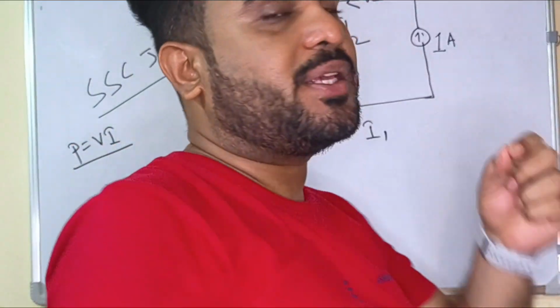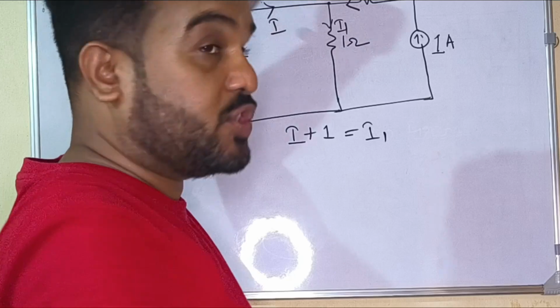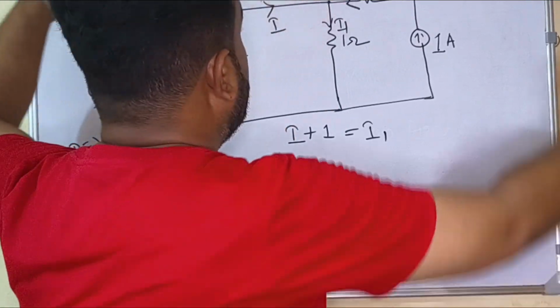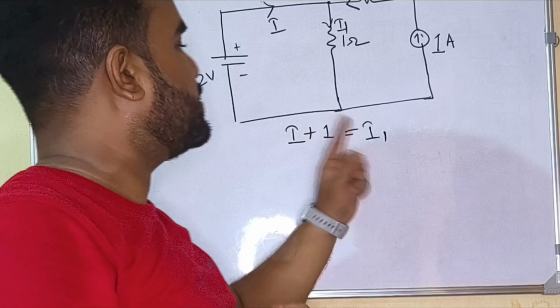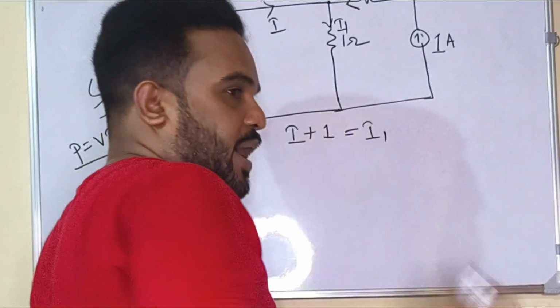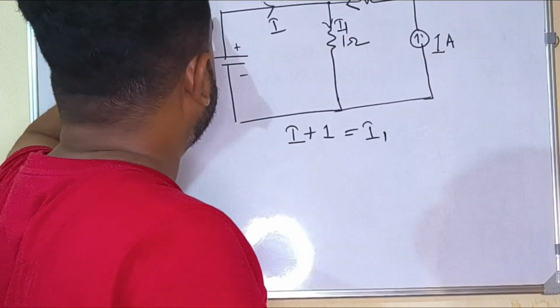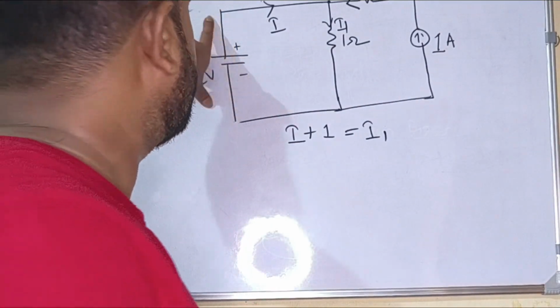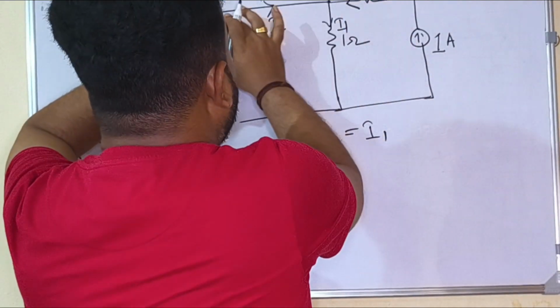KCL is incoming current is equals to the outgoing current towards a point. Here is the point or the junction. I is the incoming, 1 is the incoming, I1 is the outgoing. So I plus 1 is equals to I1. So we have to calculate the I.